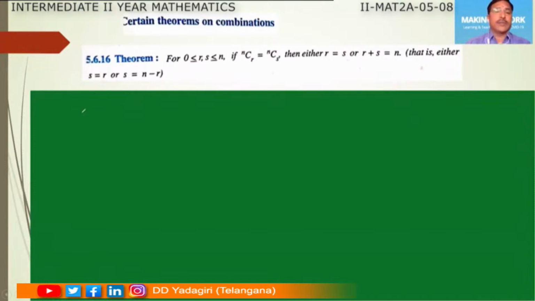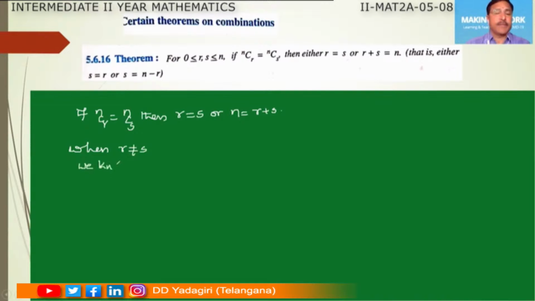So this theorem says if nCr is equal to nCs, then either r is equal to s or n is equal to r plus s. So we can verify this statement simply when r is not equal to s.